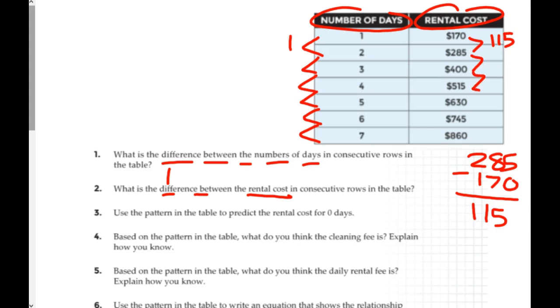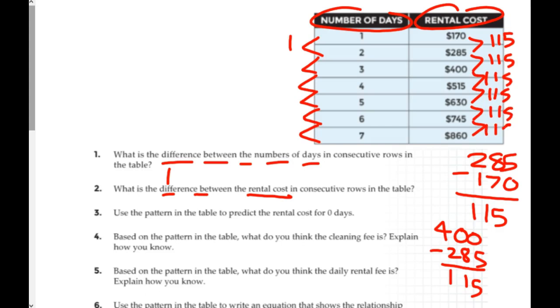It's linear if it keeps changing by the same amount. Is it changing by 115 each time? Let's try another one. 400 minus 285. Well, that is 115. Okay, and actually all the way down. 115, 115, 115, 115. All right, so you see the changes. So number 1 was 1 day each change. Number 2 is $115.